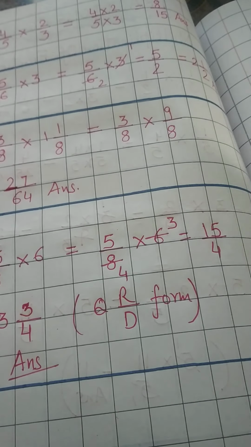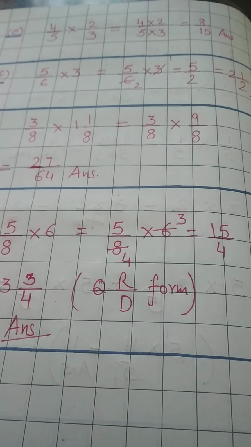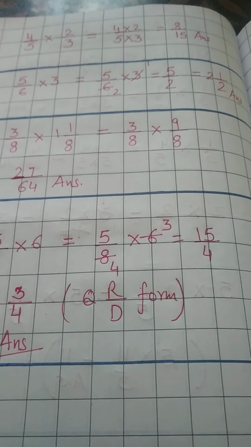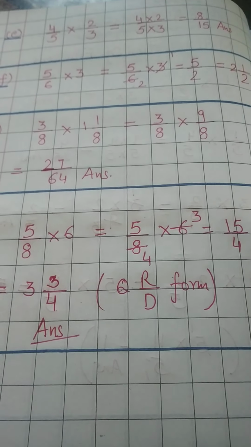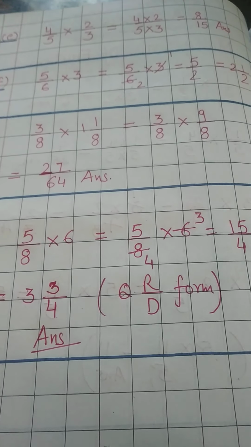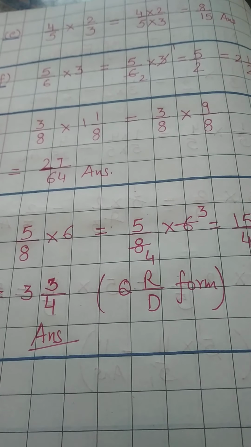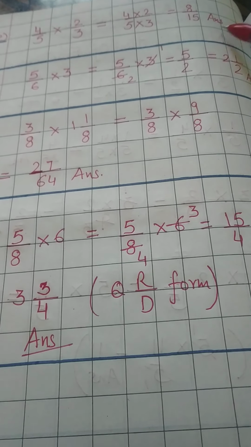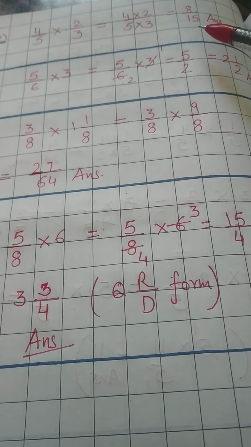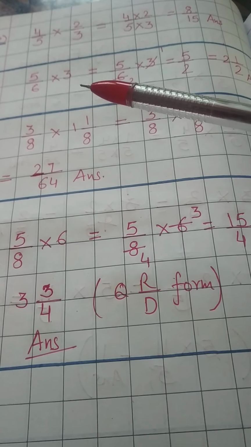Now after this, another question I have taken. The question is 4 upon 3 and 2 upon 3. 4 upon 3 multiplied by 2 upon 3. So we will multiply 4 into 2 and 3 into 3. The answer will be 4 twos are 8 and 3 threes are 9. So a simple answer. And another question, 5 upon 6 into 3.